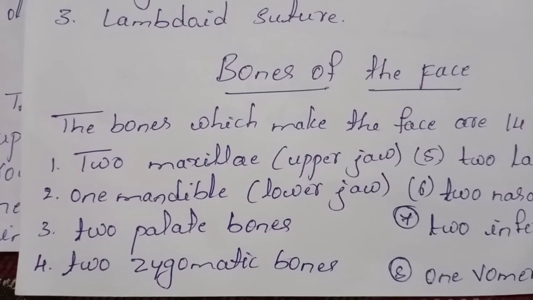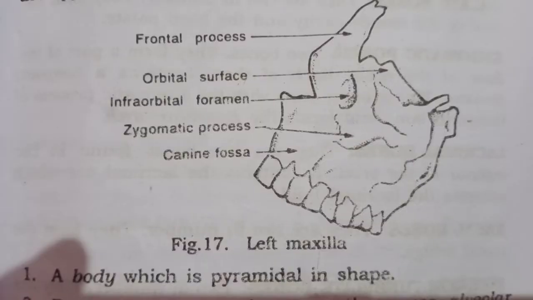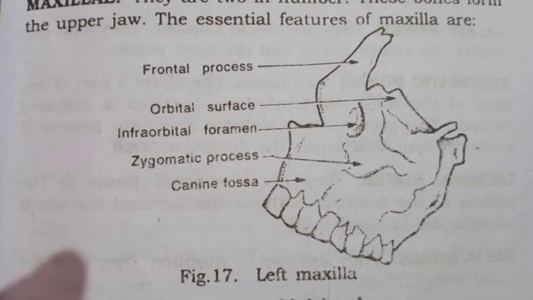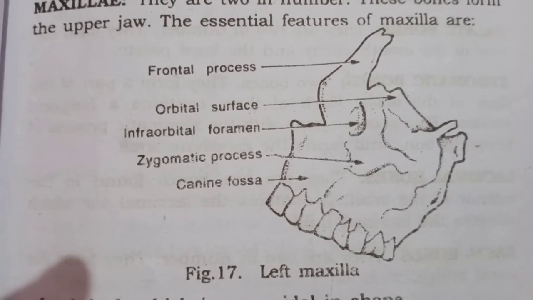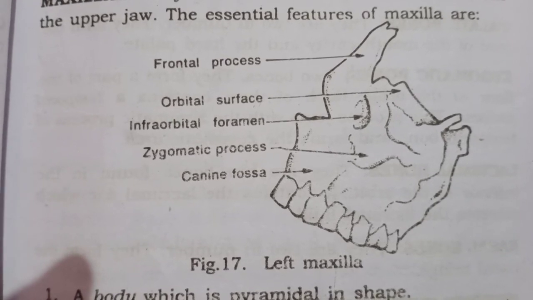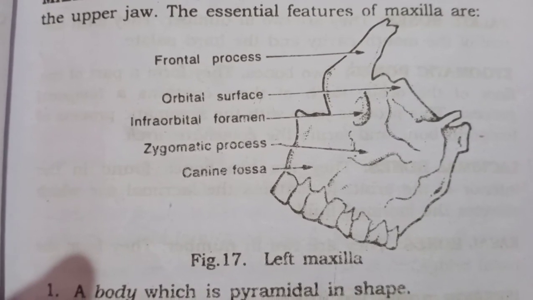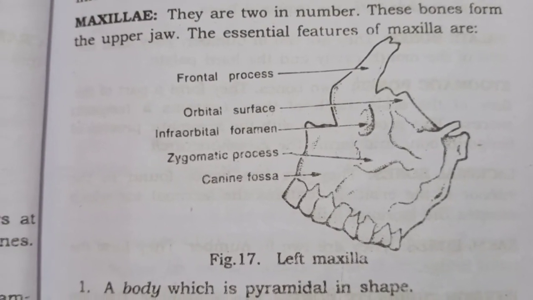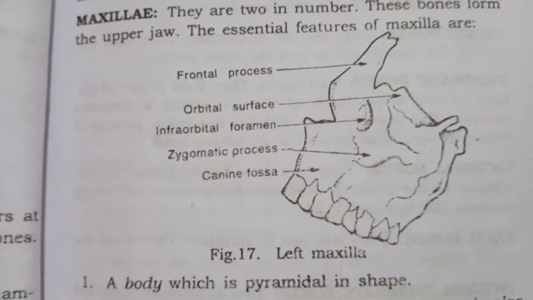First, this is the diagram of left maxilla. Maxillae are 2 in number. Those bones form the upper jaw which is pyramidal in shape.